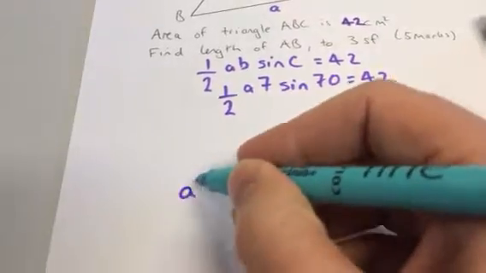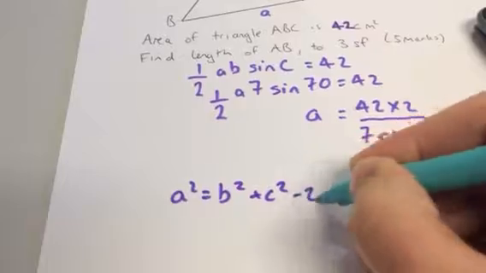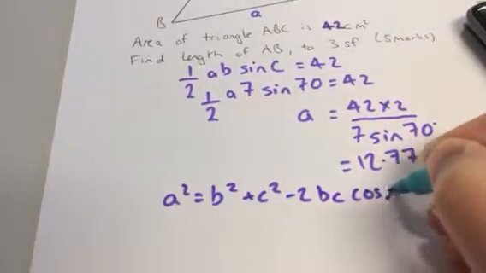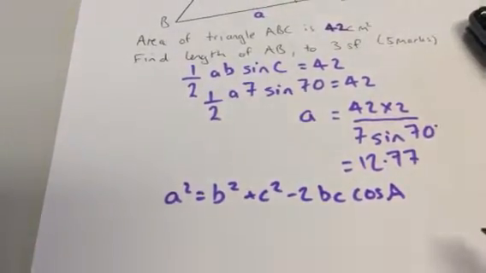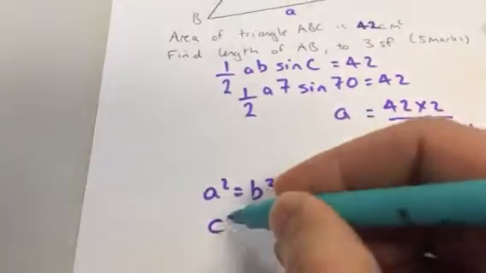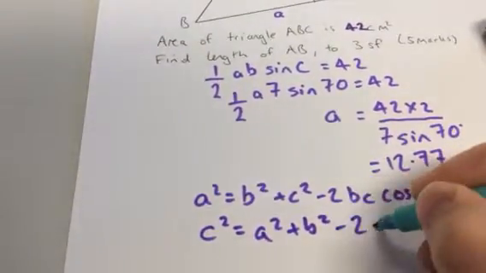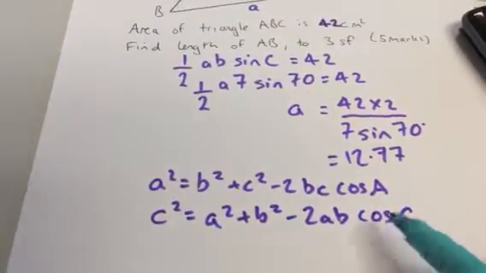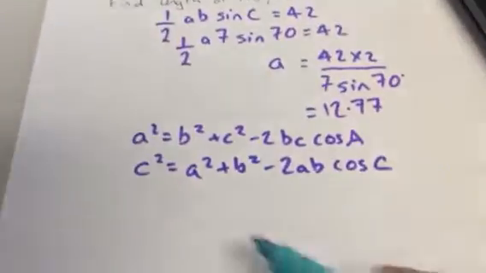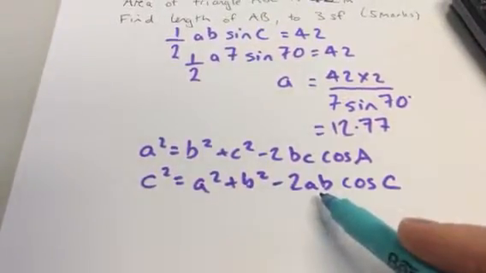Now the cosine rule says a squared equals b squared plus c squared minus 2bc cos A, but it actually doesn't matter how you label the triangle. It could be rearranged that c squared equals a squared plus b squared minus 2ab cos C, as long as the angles are corresponding. And because I've already labeled my triangle, I'm going to use this form. But again, it has to be the included angle of those two sides.